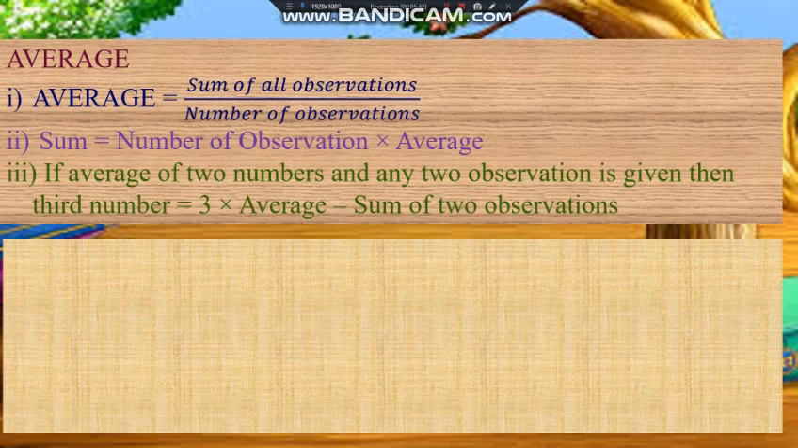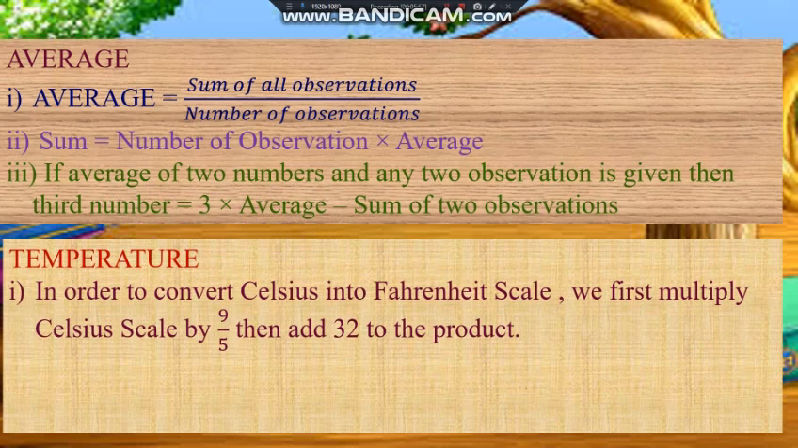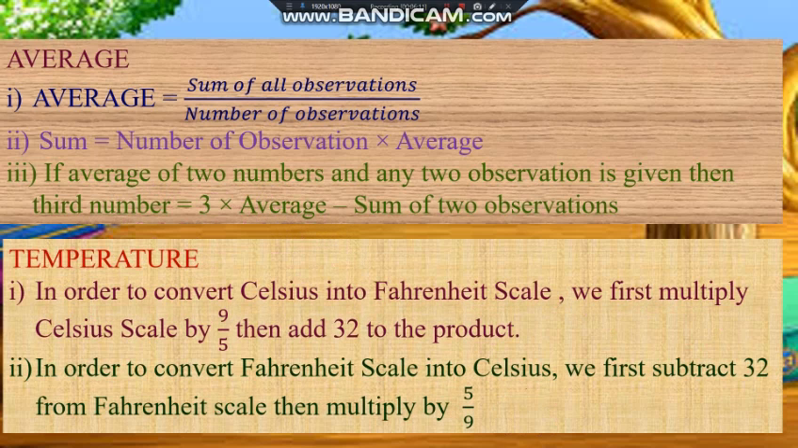Then temperature. In temperature, dear students, we have to convert Celsius scale into Fahrenheit scale and Fahrenheit into Celsius. Now, when we convert Celsius into Fahrenheit scale, we first multiply the Celsius scale by 9 by 5 and then we add 32 to the product. Okay, then to convert the Fahrenheit scale into Celsius scale, we first subtract 32 from Fahrenheit scale and then multiply by 5 by 9. Means we just do the opposite in both the cases. Fine, dear students, this all you have to remember for your exam.